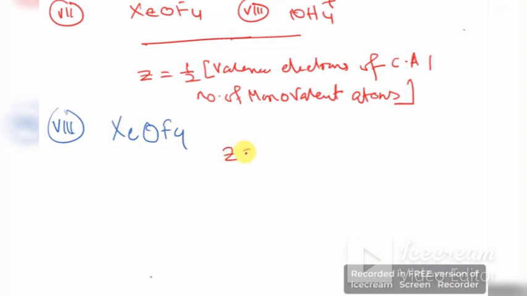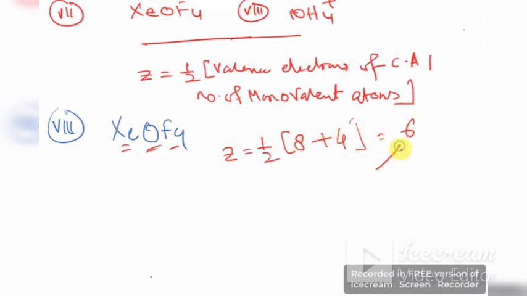Just find the value of Z. Z is how much? Half of, what is the central metal atom? This is the noble gas xenon, 8 plus. Now you have to correctly put the values. What it means is how many monovalent atoms are attached to the central metal atom. Oxygen is not monovalent, it is divalent. Oxygen and nitrogen are divalent and trivalent respectively. So fluorine is a monovalent atom, and 4 fluorines are attached. So just mention monovalent atoms, and it is neutral. 8 plus 4, again 12, by 2, it is 6.